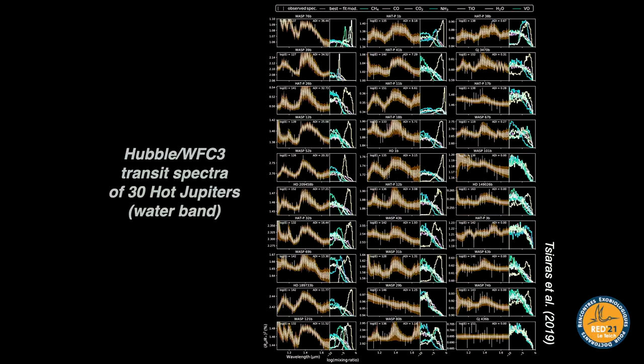Here is just an example for 30 hot and warm Jupiters and some Neptunes, where we have looked at the Hubble WFC3 instrument that shows you basically the water band. It shows you, from the top left where you have the most robust detection of water, to the bottom right where we have planets where we don't see water. Doesn't mean that it's not there, but it's maybe covered by clouds or other things that do not allow us to see the water.